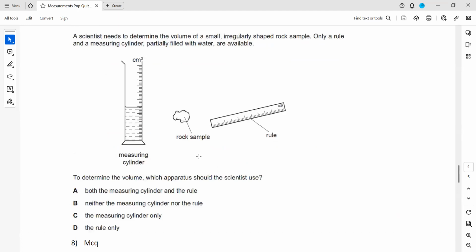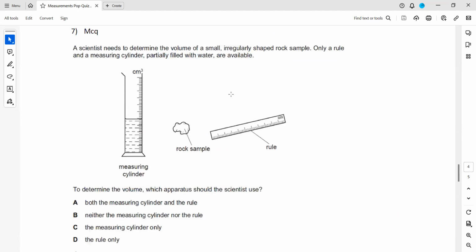A scientist needs to find the volume of a small irregular object. Only a ruler and a scale measuring cylinder are there. To determine the volume, which apparatus should the scientist use? Because it's an irregular object, we use a measuring cylinder only.